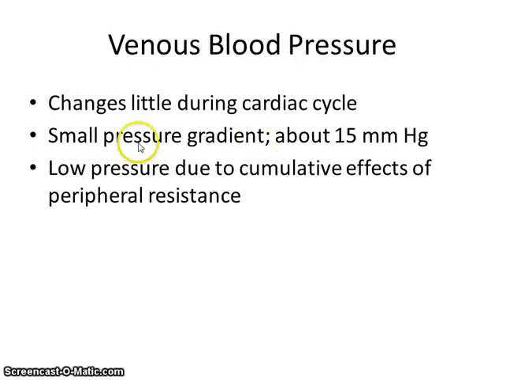And as you saw from the graph, there is very little difference in pressure from the venules down to the vena cava. It drops only about 50 millimeters of mercury. And that's because we've had all this peripheral resistance, all this friction has decreased the pressure of our blood by the time we've gotten to this point.